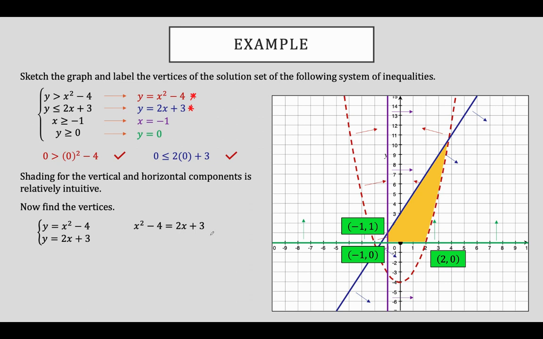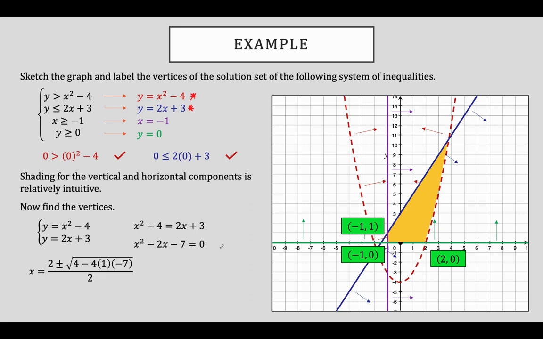Because we have a quadratic equation, we want to set it equal to 0. If I bring all these terms over to the left, we get x squared minus 2x minus 7 is equal to 0. And to solve quadratics, we want to consider factoring. Now, this quadratic is actually not factorable. So if we end up with a quadratic that is not factorable, our next best bet is going to be using the quadratic formula. x is equal to negative b plus or minus the square root of b squared minus 4ac, all divided by 2a.